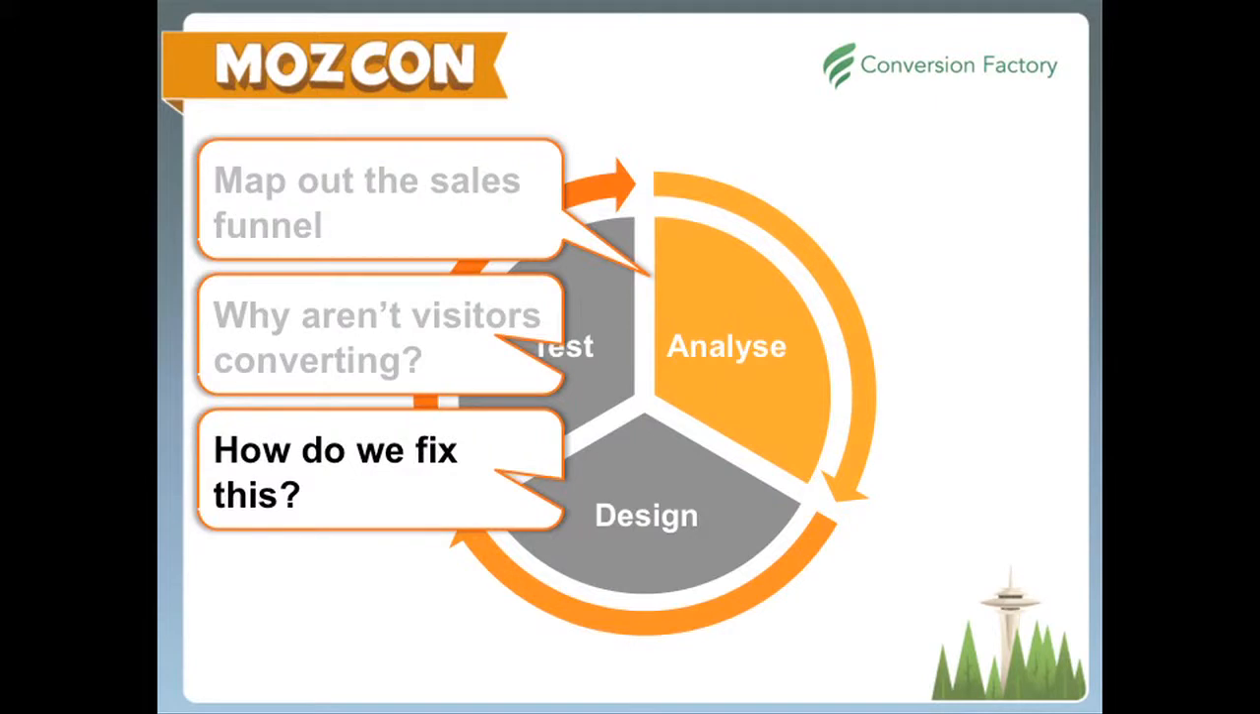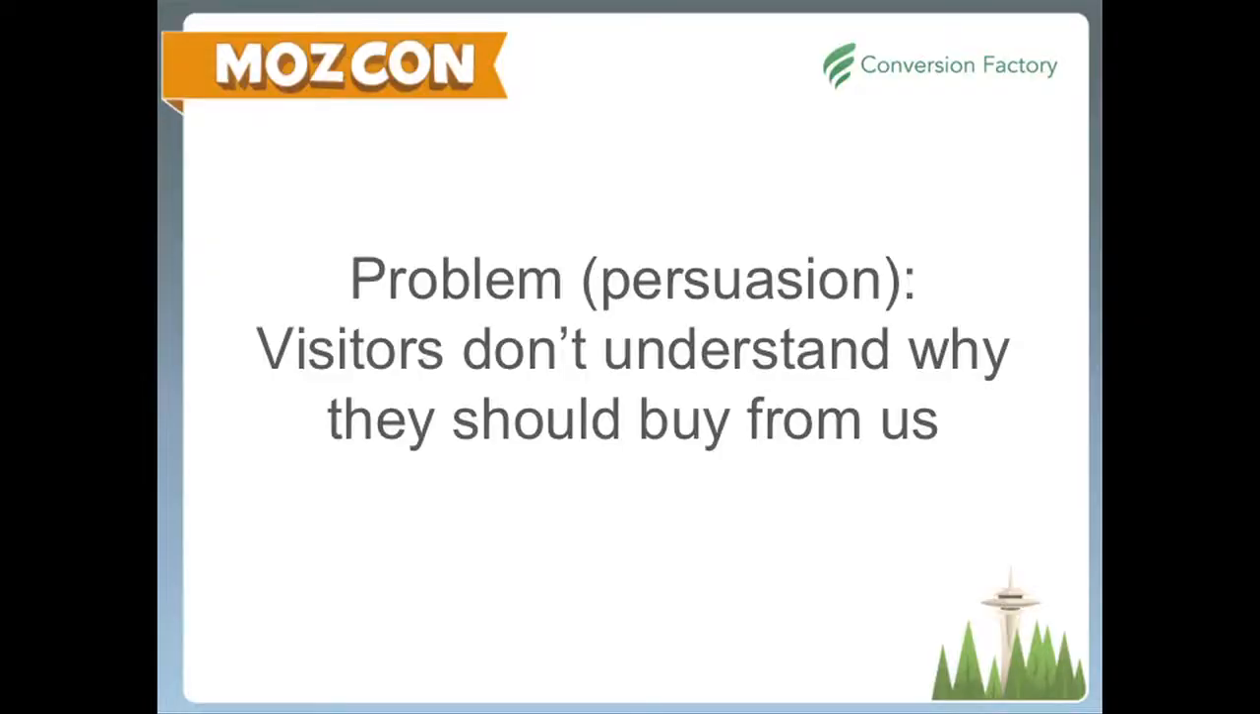So putting all of that together, we now know where we should be targeting, we know why people aren't converting, and now we need to brainstorm how we can fix this. We looked at the 2 different types of problems. One was a persuasion problem, the other was usability. We're going to start with persuasion, namely, just to use an example, visitors don't understand why they should buy from us. This is a really common problem that a lot of companies have.